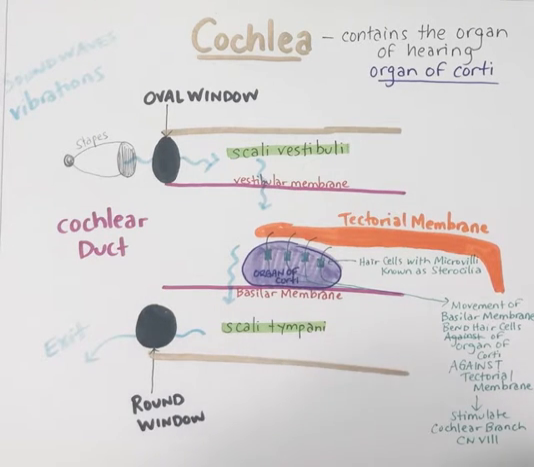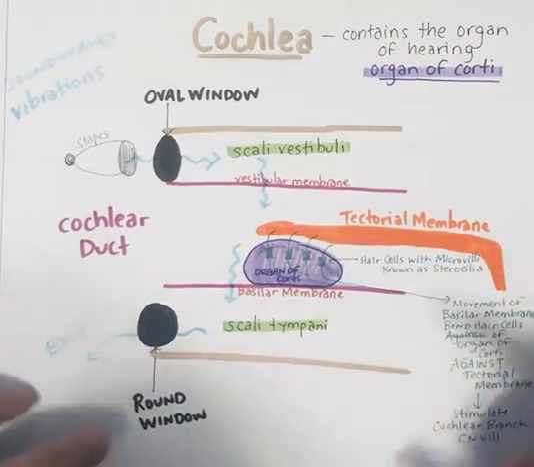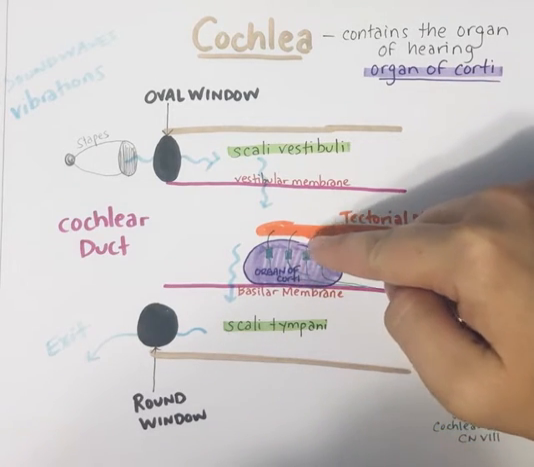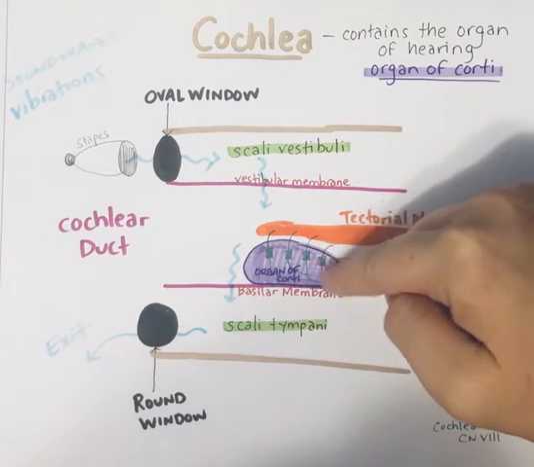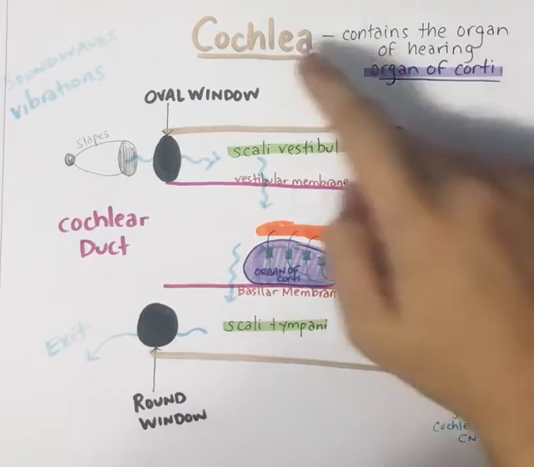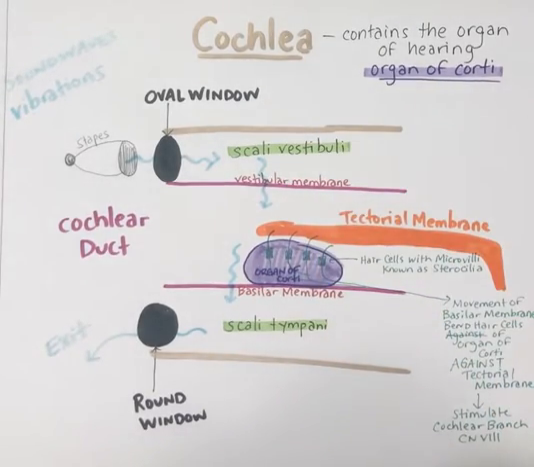Literally, when we talk about the cochlea, it contains the organ of hearing, which is called the organ of Corti, the organ of hearing. And the way that you activate the organ of Corti is you bend the hair cells against the tectorial membrane, which shoots electrical impulses to cranial nerve 8, to the cochlear branch of cranial nerve 8, which stimulates sound.